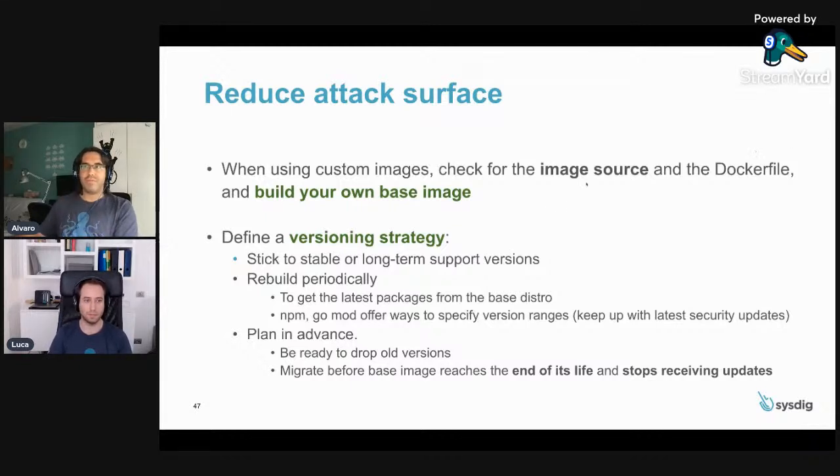In either case, even if you use images provided by official sources or you are building your own custom versions, please, this is very important, define a version strategy. What is this? Well, let's face it, sooner or later, you will have to update your images. So try to stick to stable or long-term support versions so you are sure that you will be receiving fixes for that image for a while. Also, try to rebuild your application, your container on top of that base image periodically or whenever new fixes are applied to the base image to get the latest upgrades and the latest fixes.